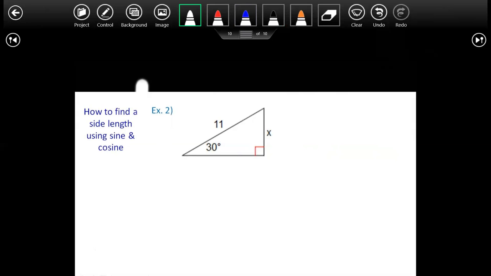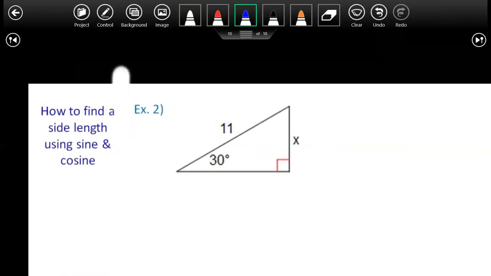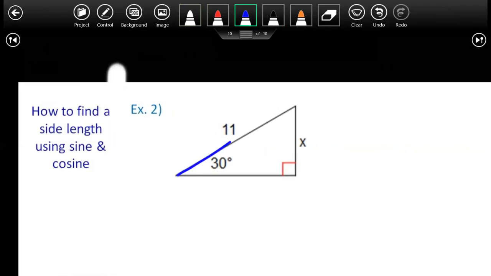Give you guys about 10 more seconds before we jump into this. What is my first step? Label. What's my reference angle? 30. So it's going to be in this little corner down here. Let's label everything. What is my X side? Opposite. What is the other side? 11. Hypotenuse. Hypotenuse is always the longest side. That means the bottom has to be the adjacent. We don't have any information on the adjacent, right?